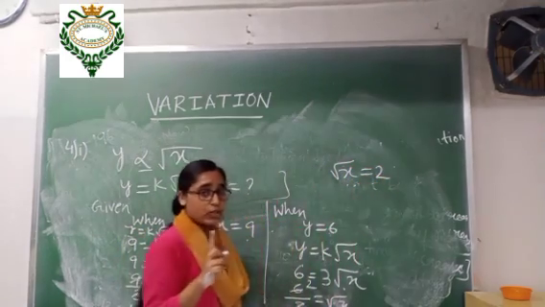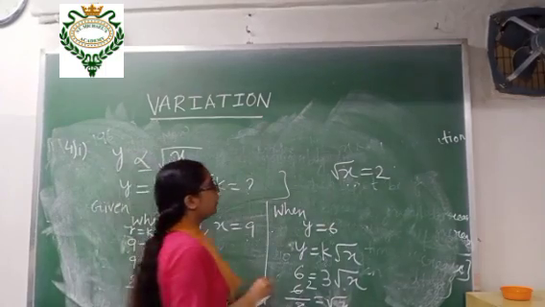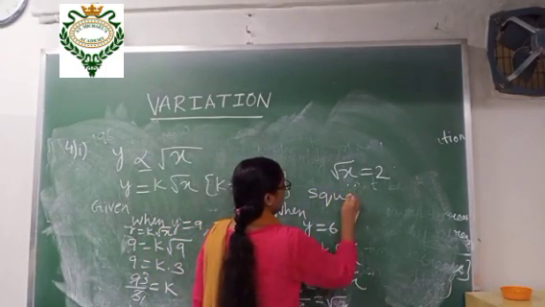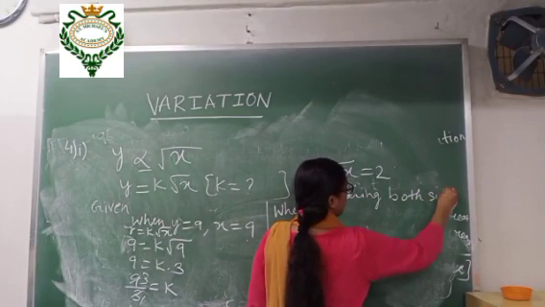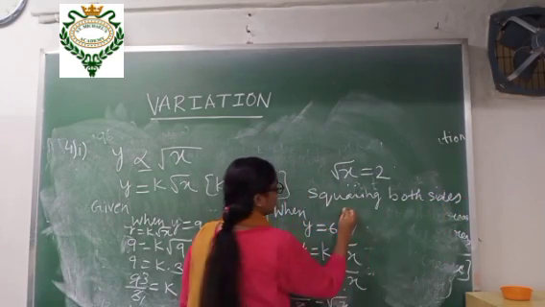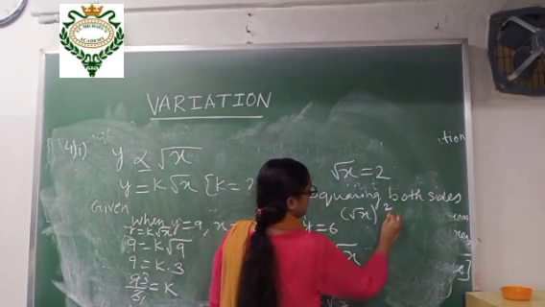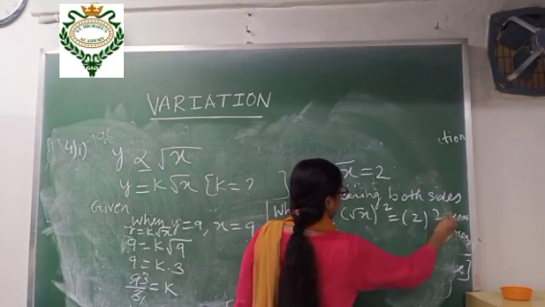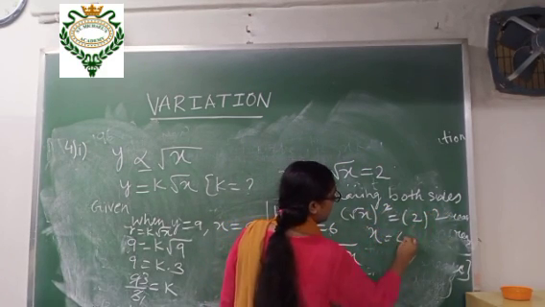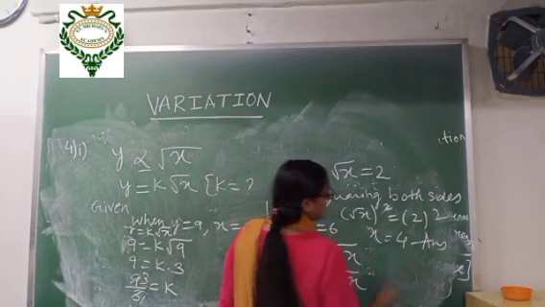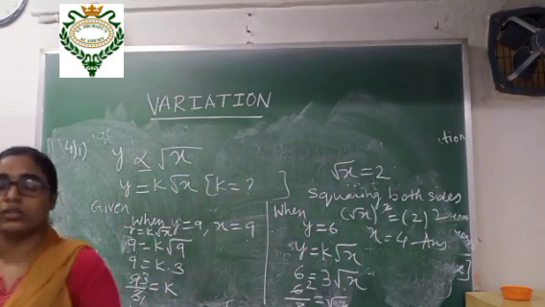But we need only the x value, not the √x value. So what will we do? Squaring both sides. The root and square will cancel, you will get only x, and 2 squared will be 4. So the x value you will get is 4. Copy this one.